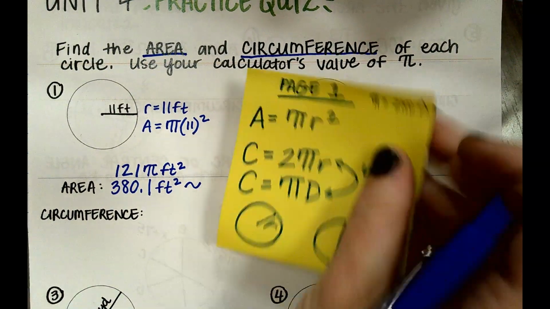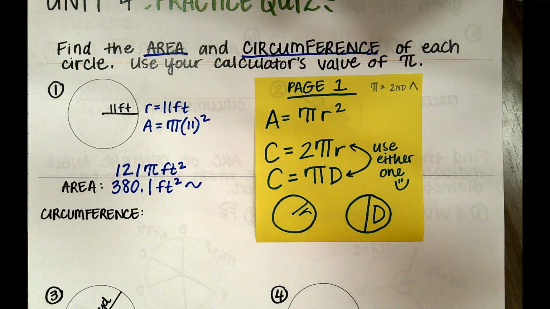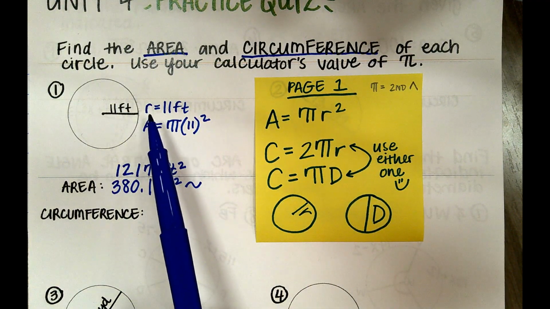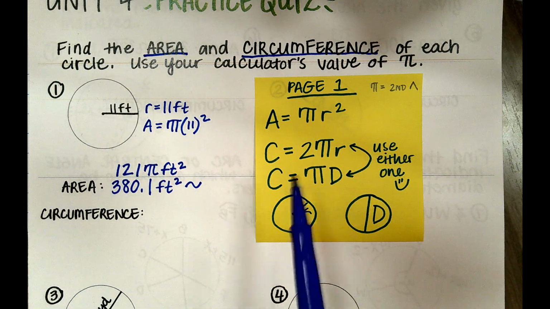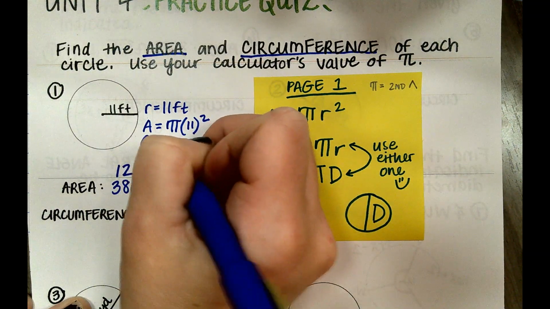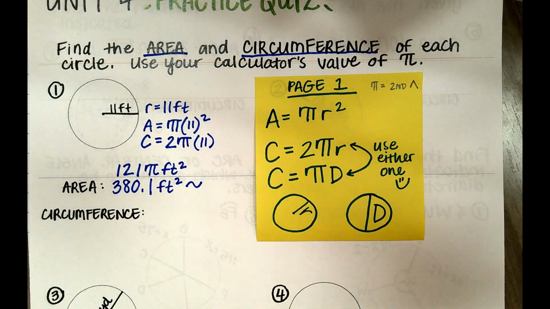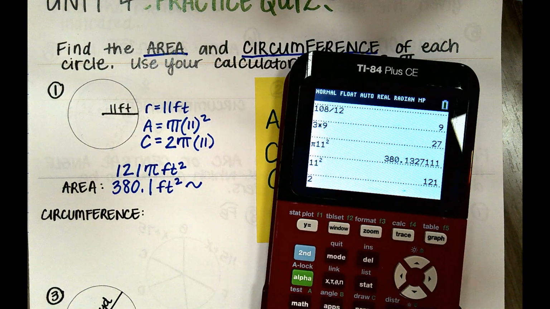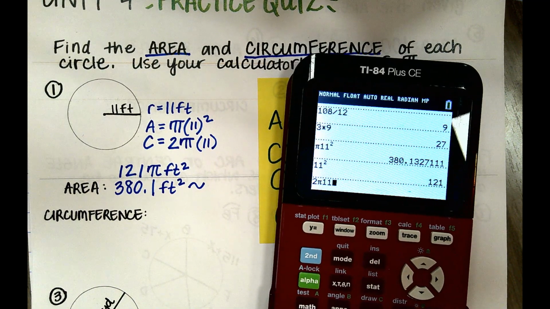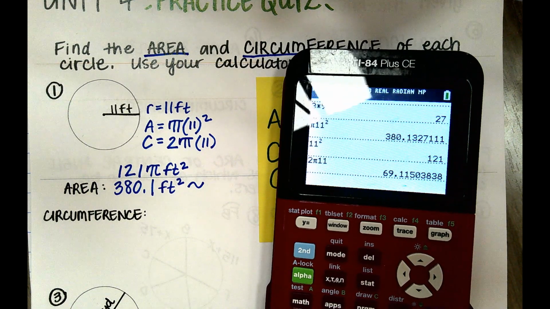Now we're trying to find circumference. And we've been given 2 formulas, 2 pi r or pi d. And in number 1, we have r, we have a radius. So I'm going to use that first formula. C equals 2 pi r. So 2 pi 11. And I'm just going to type that in exactly this way, just 2 pi 11, nothing in between. Enter, and I get 69.115, and so on.